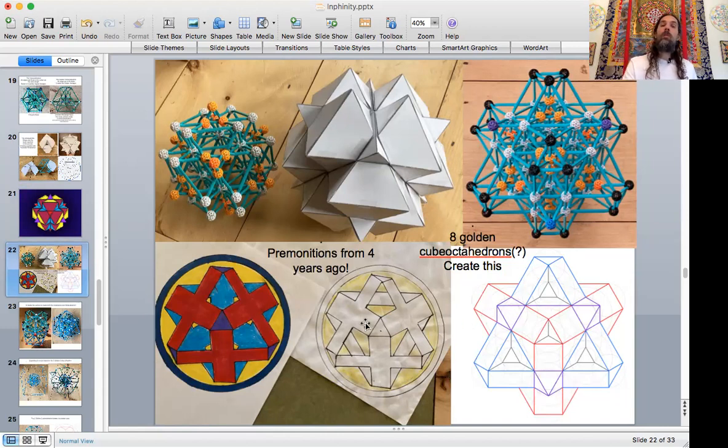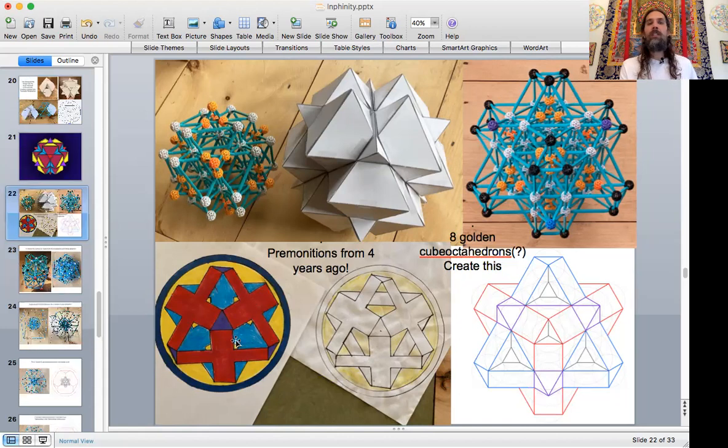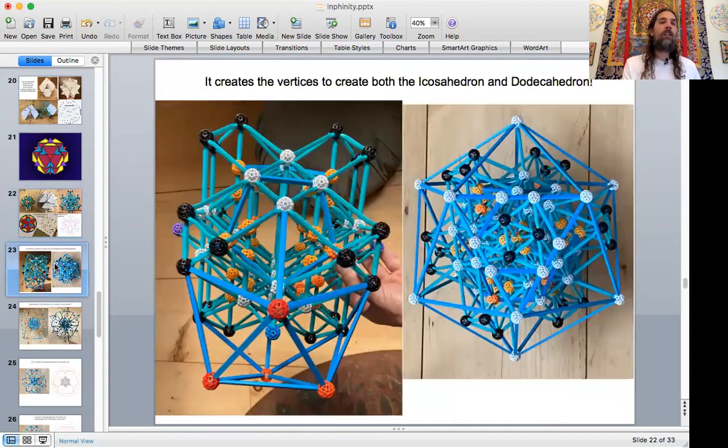And this is so cool that the old artwork that I did from 4 years ago, I had to go upstairs. I was like, hey, that's that same cross. I was trying to draw this back then before I really knew anything about the phi ratio. And these are probably not phi ratio accurate at all.